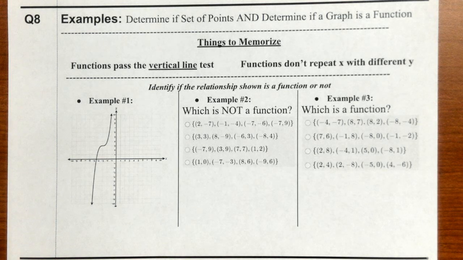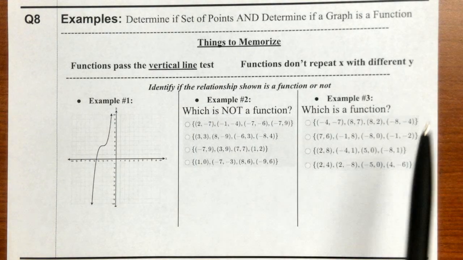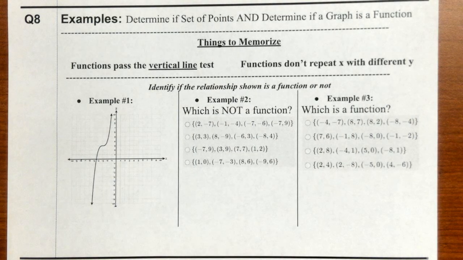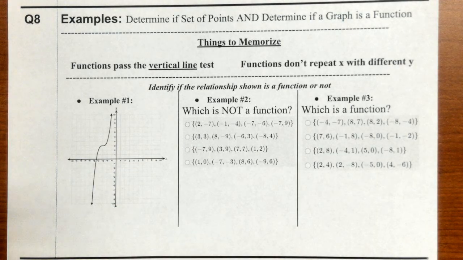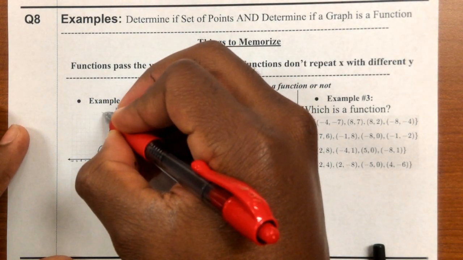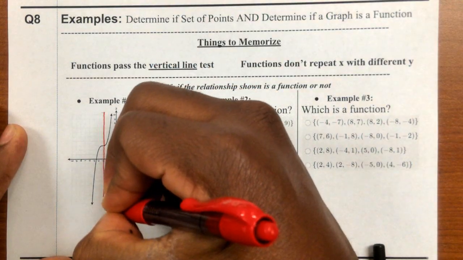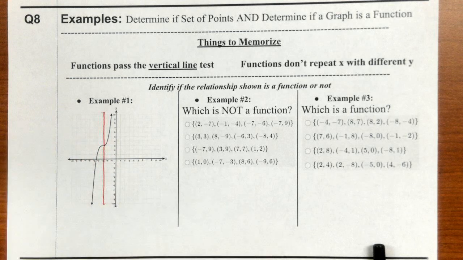Question number 8 wants us to determine if the set of points or coordinates or graph will determine whether something is a function or not. Whenever you have a graph, you need to use something called the vertical line test. That just means if you were to draw a vertical line, a line going from the top all the way to the bottom, and it hits your graph more than once, then it is not a function. If it hits it only once, it is a function.